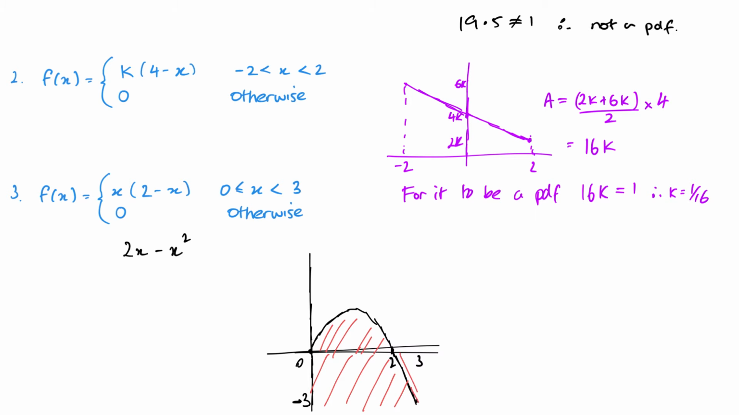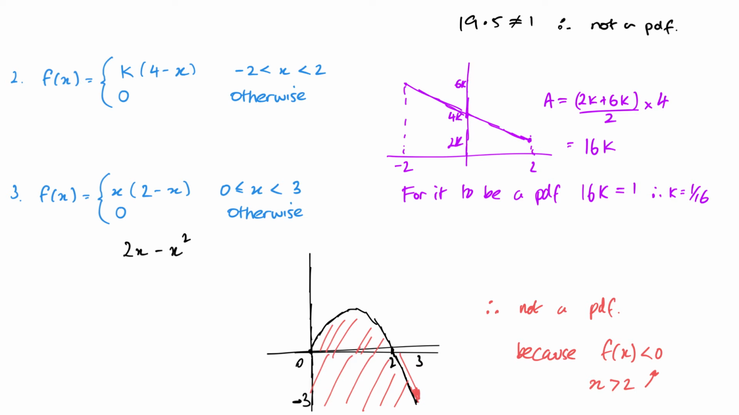But when you look at this section, this is when f of x is less than 0, isn't it? And we said that for a PDF, the probabilities had to be positive. So that f of x always had to be positive. Therefore, this is not a PDF because f of x at one point is less than 0, isn't it? When x is greater than 2, our f of x is less than 0. And obviously our f of x needs to be greater than or equal to 0 for the whole thing.